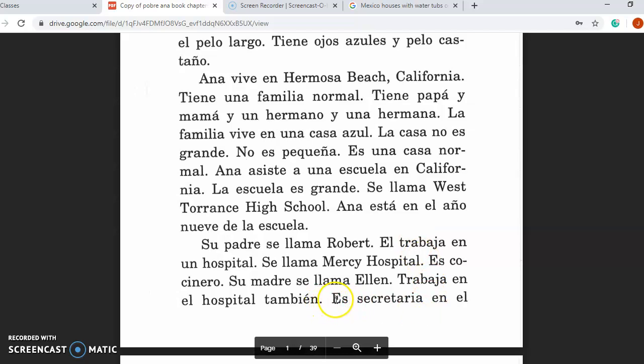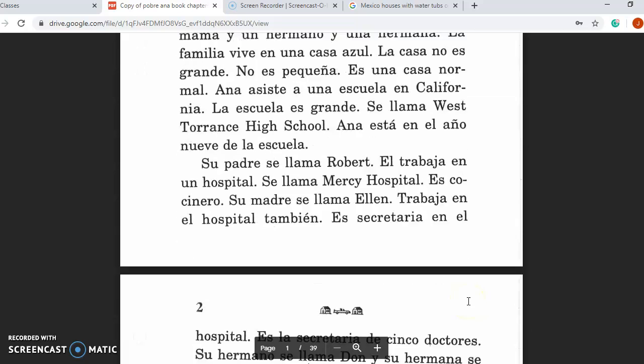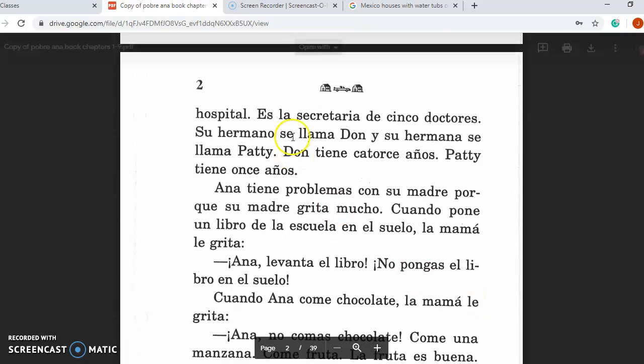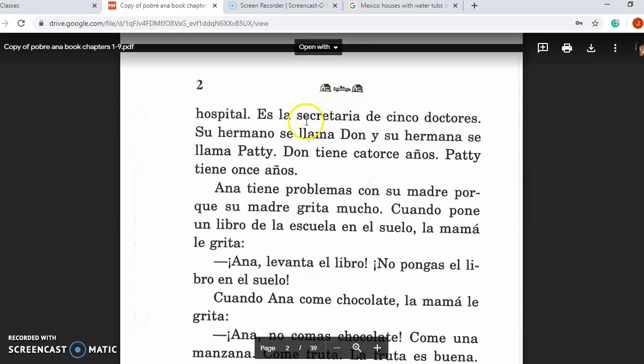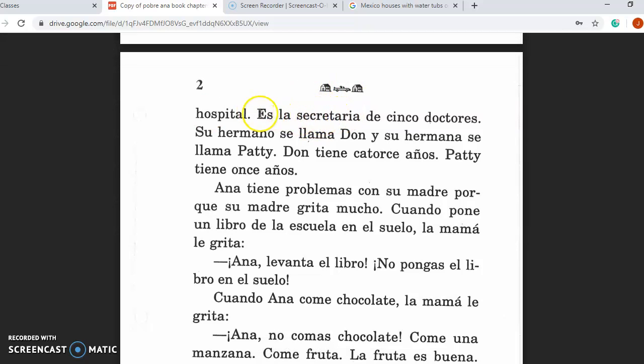All right, so now we have es secretaria en él. We were still talking about Ellen, the mom here. So she is secretary in the hospital. So there's a great example of a perfect cognate. It's obvious in English that this Spanish word is just hospital, and we are right. Secretaria is a word like that too. Es la secretaria de 5 doctores.